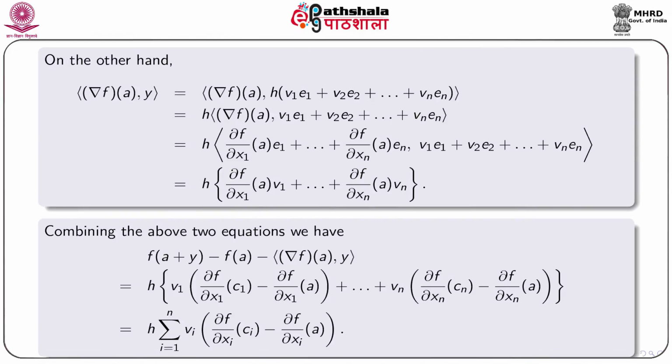On the other hand, let us calculate the inner product of grad f(a) and y. So, we have grad f(a) inner product with h times (v₁e₁ + v₂e₂ + ... + vₙeₙ). Since inner product is homogeneous, we can take the scalar h outside. So, we have h times the inner product of grad f(a) and v. Writing them in elaborate form, we have h times (∂f/∂x₁ at a · v₁ + ... + ∂f/∂xₙ at a · vₙ).